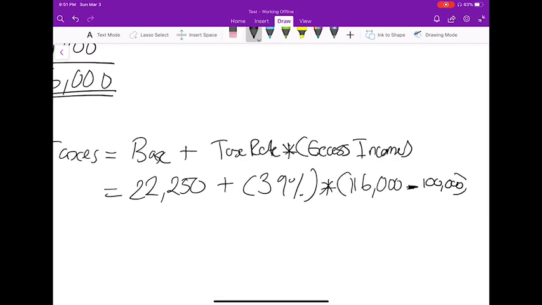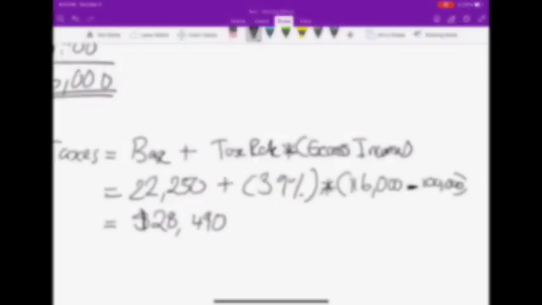Okay, which should equal $28,490. And that's your answer. Okay.